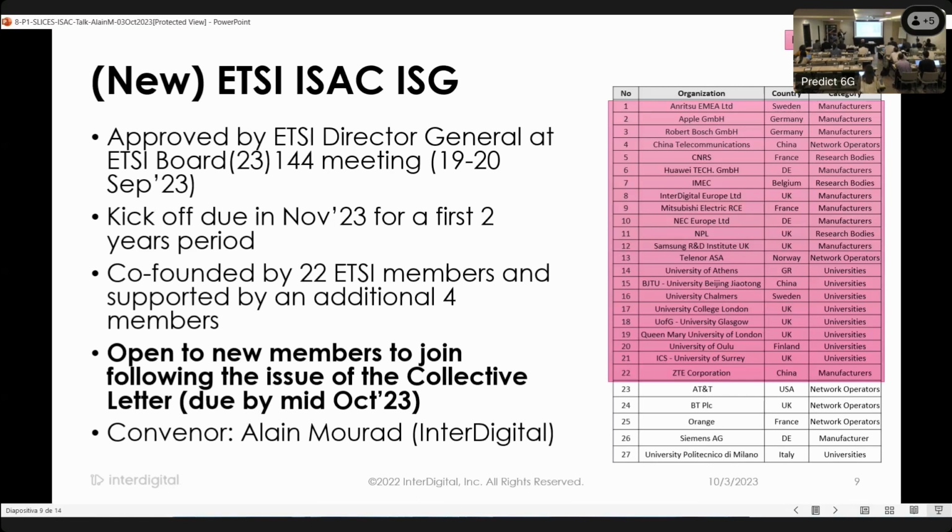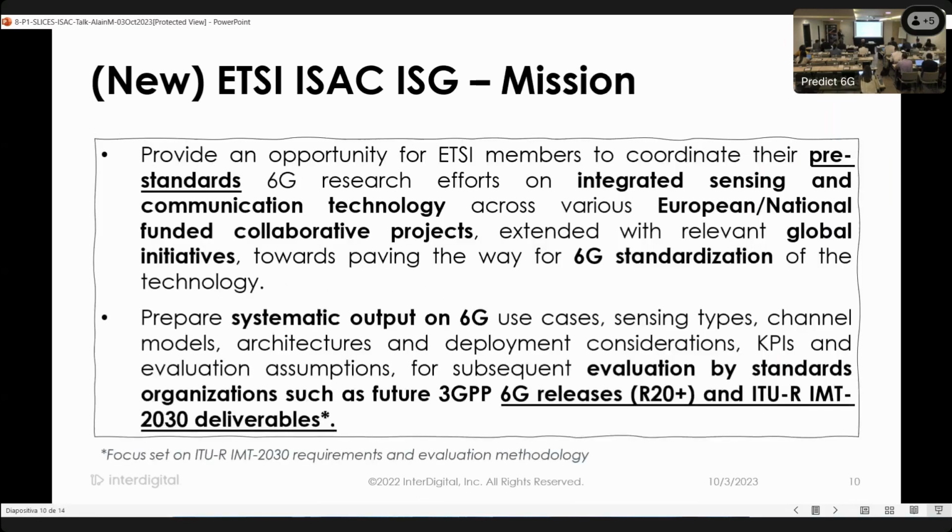Following a protocol at ETSI, what we call the issue of the collective letter is due by mid-October this month. And as I said, I was leading that one.